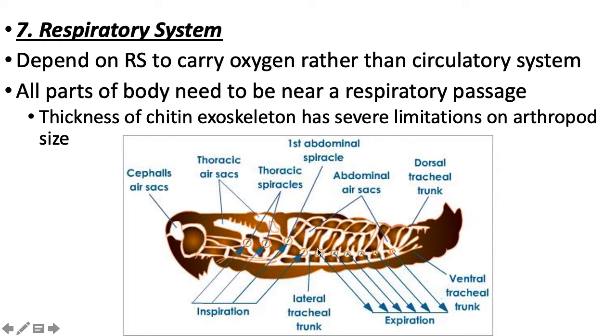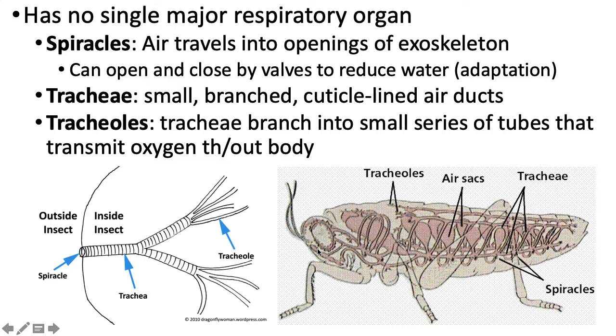So how does this organism breathe through its armor? Well, it does have some small little openings called spiracles. Air travels through these openings, and they open and close by valves to help reduce water loss. That's an adaptation very similar to stomata in a plant. Then the trachea is a small, branched, cuticle-lined air duct, and it will branch off even smaller into the tracheoles, a series of small little tubes that transmit oxygen throughout the body. So the spiracle is the opening, it enters the trachea, a big tube, if you will, and it will branch off into smaller ones called the tracheoles. That's how it works: the openings are the spiracles, to the trachea, to the tracheoles.